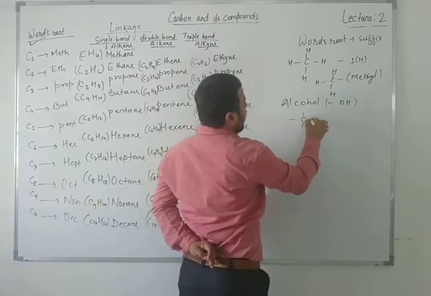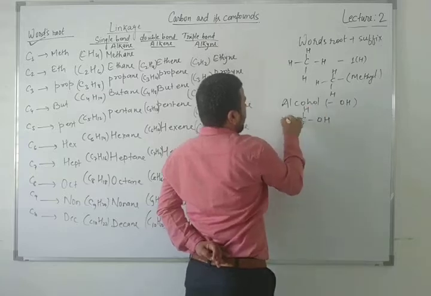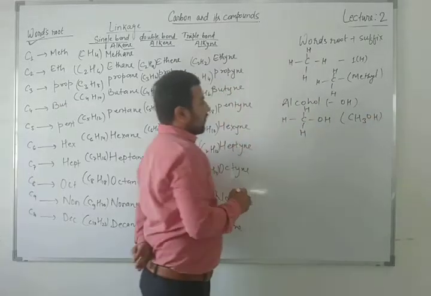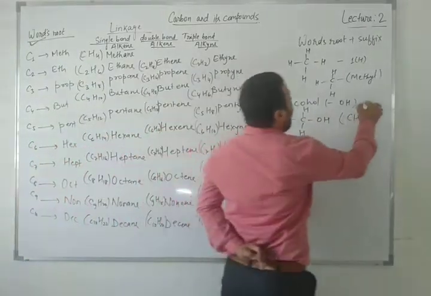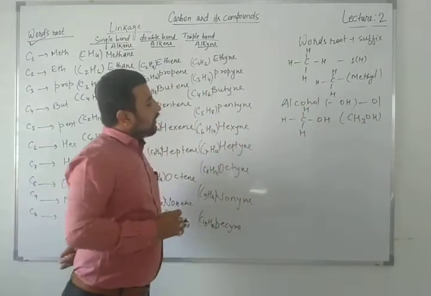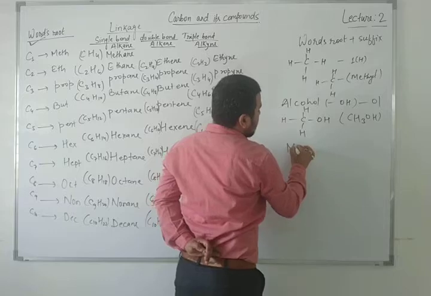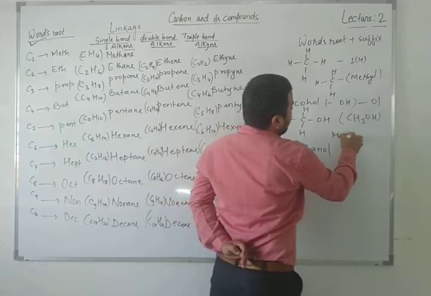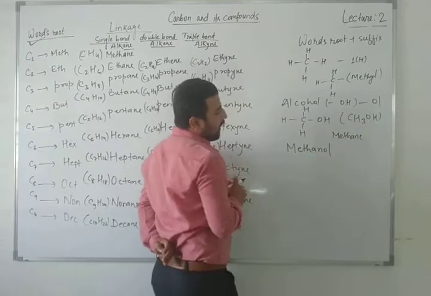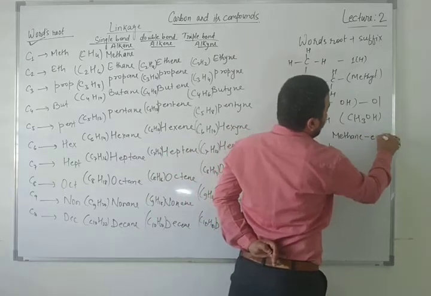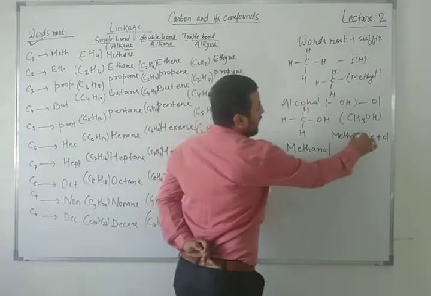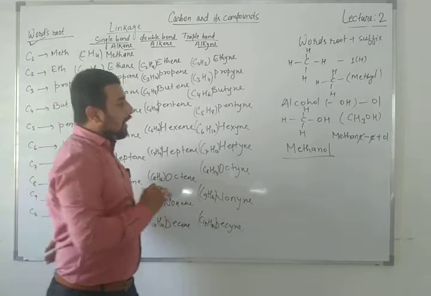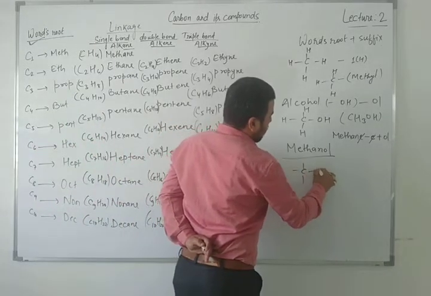So CH3OH. The chemical formula is CH3OH, and the suffix of alcohol is ol, O-L. So this compound name will be methanol. Our compound name was methane, so we have to remove this E and add the functional group. This E is cancelled, and methane plus ol gives methanol. Similarly, ethanol, 2 carbon.